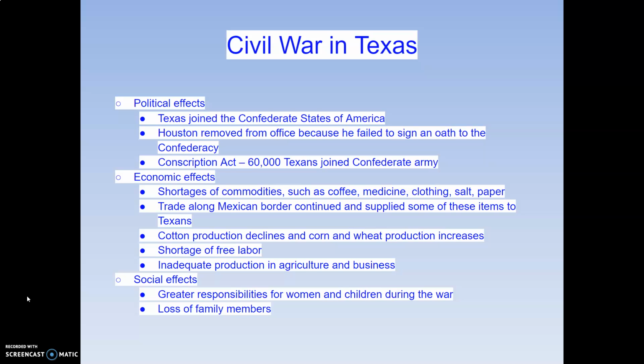The social effects: there were greater responsibilities for women and children during the war. Of course, when the men of the family, the older brothers and the fathers, went off to war, running the farm and producing all these things fell upon the women and the children. And of course, as in all wars, there are losses of family members.